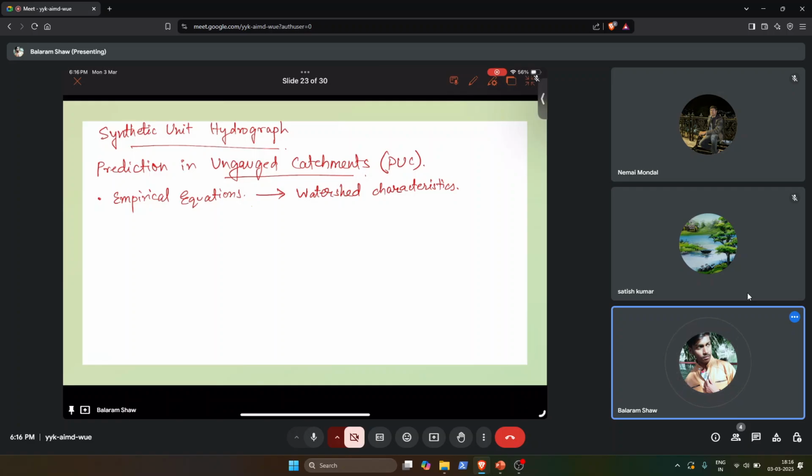Therefore, the unit hydrograph derived from such equations we call a synthetic unit hydrograph.